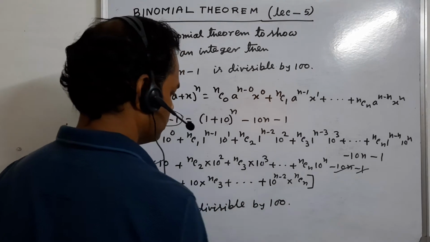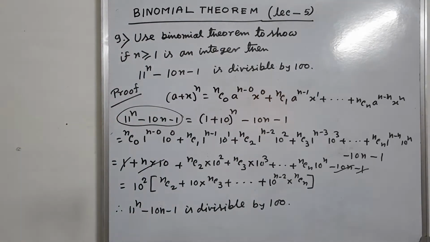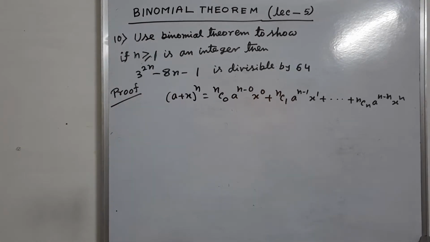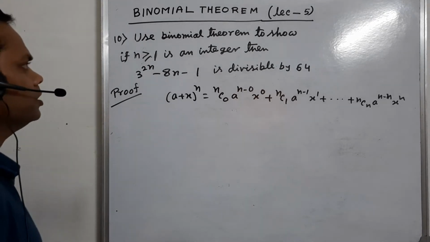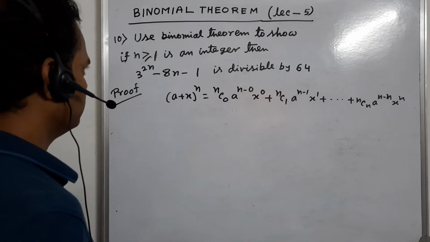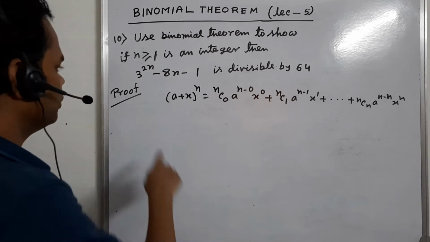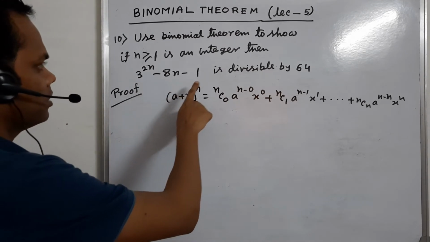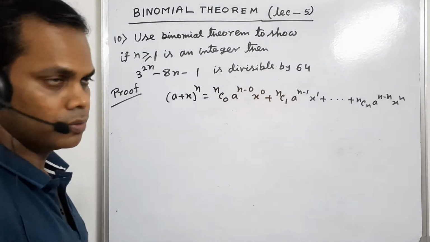And the next sum is sum number 10. Using binomial theorem to show if n greater than or equal to 1 is an integer, then 3 to the power 2n minus 8n minus 1 is divisible by 64.